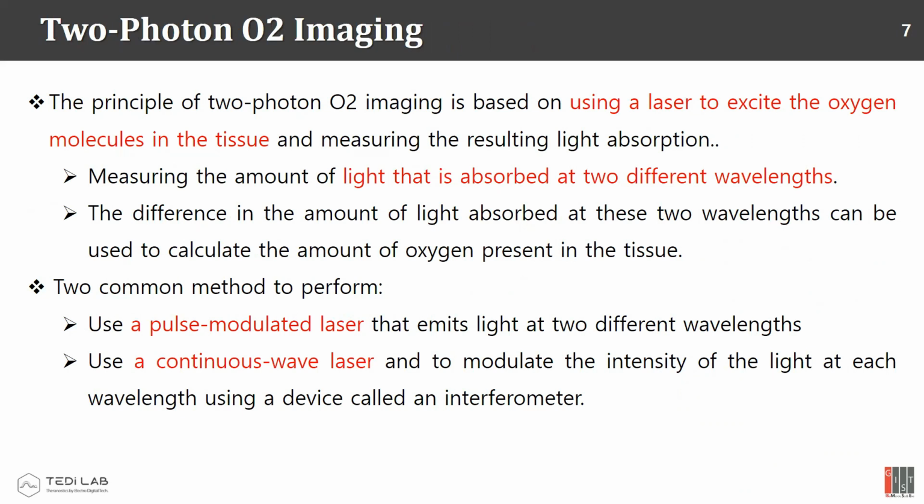And the second method is two-photon oxygen imaging. Two-photon oxygen imaging is a technique used to measure oxygen level in biological tissue. It involves shining a laser beam at the tissue and measuring the amount of light that is absorbed at two different wavelengths. The difference in the amount of light absorbed at the two wavelengths can be used to calculate the amount of oxygen present in the tissue. There are two common methods to perform it. The first is to use a pulse modulated laser that emits light at two different wavelengths. The second is to use a continuous wavelength and, to modulate the intensity of light, use an interferometer, which I will explain later.